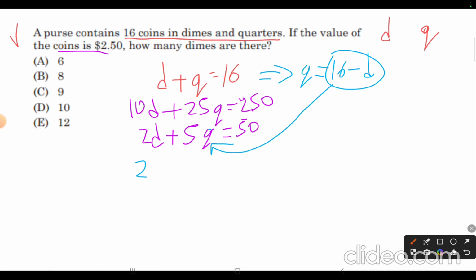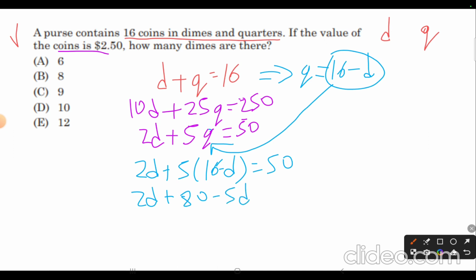2D plus 5 times (16 minus D) equals 50. Let's open the brackets. 5 times 16 is 80. 5 times negative D will be minus 5D, equals 50. 2D minus 5D is negative 3D, plus 80 equals 50.